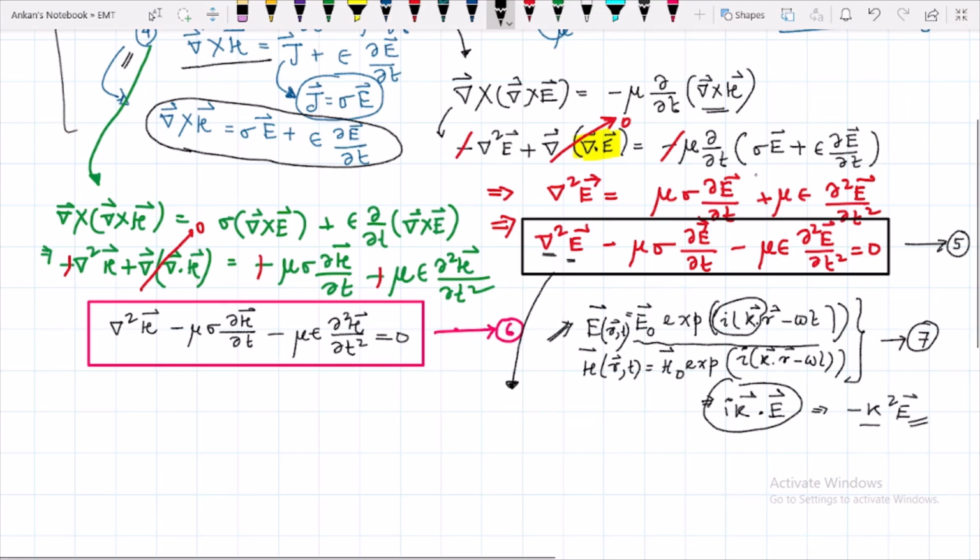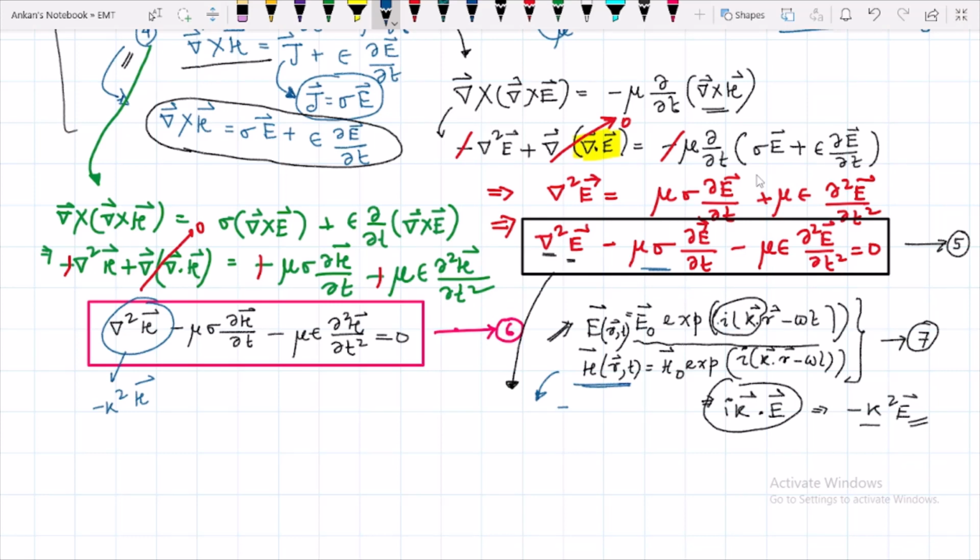Okay, now a similar operation: if you are going with H, then you will also get the first term of this equation as minus k square H. Again, if you take the del t of E, then minus I omega will be taken out from the exponential expression and all the terms remain the same.